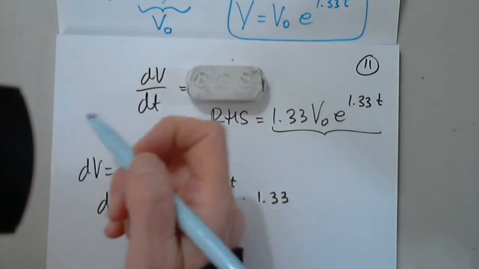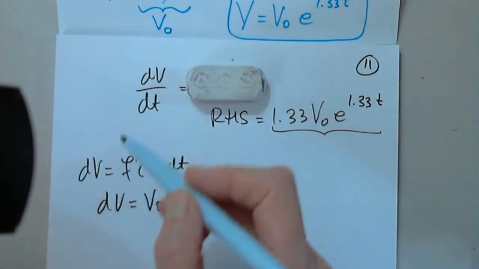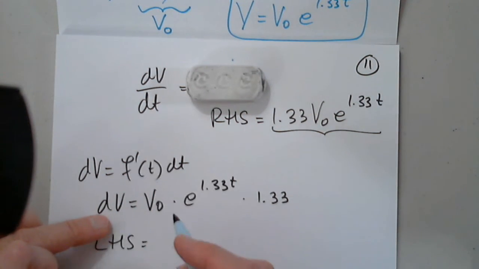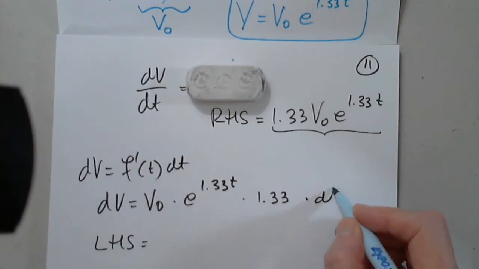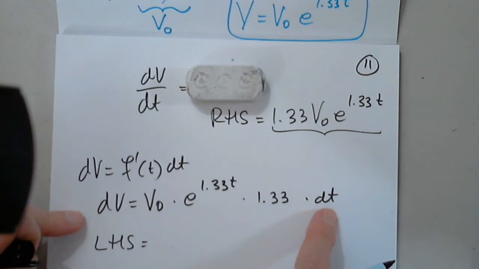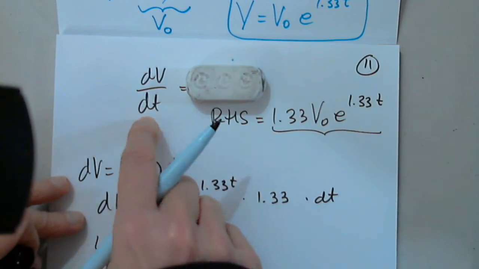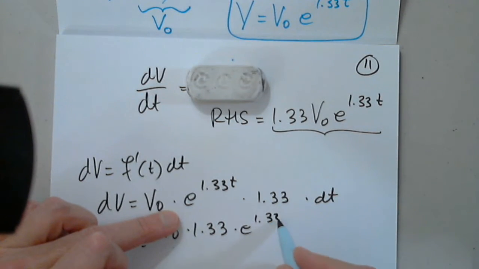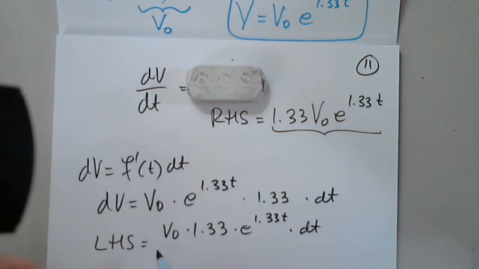So I'm still working on the left-hand side. I want dv over dt now. So the left-hand side is dv, which is all this. Oh, sorry. So dv is the function times dt, of course. So now the left-hand side is v0 times 1.33 times e to 1.33t times dt divided by dt.